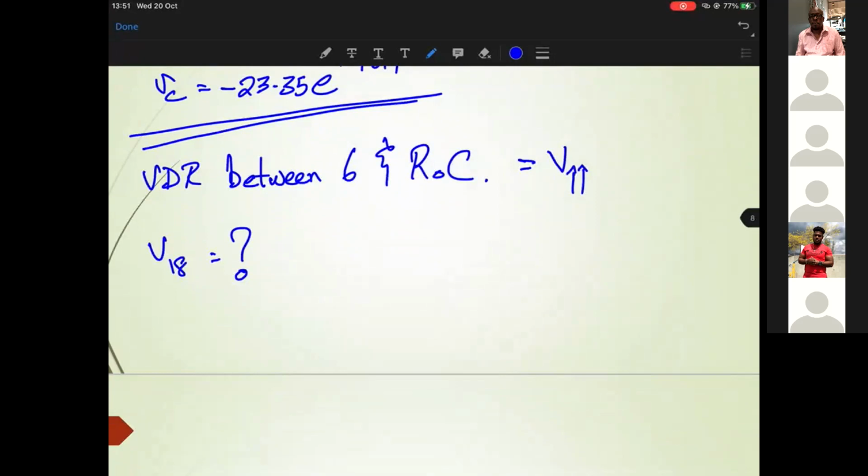Voltage divider again. V18 equals V parallel times the other 18 over the sum of 18 plus 8. I'm not going to work that out for you. I'll leave that to you.